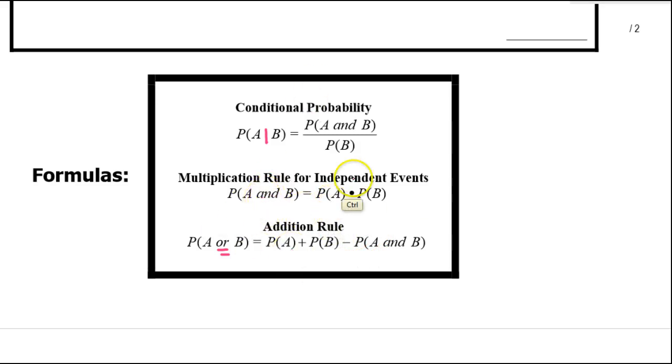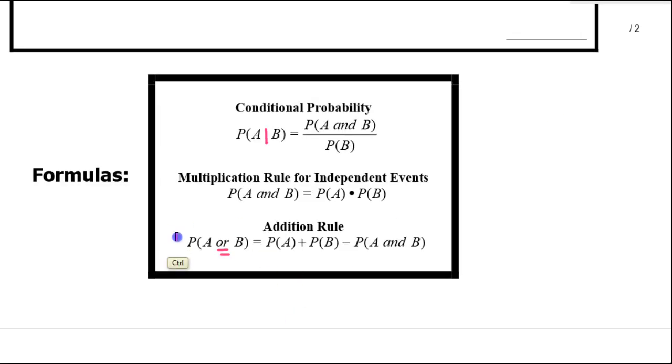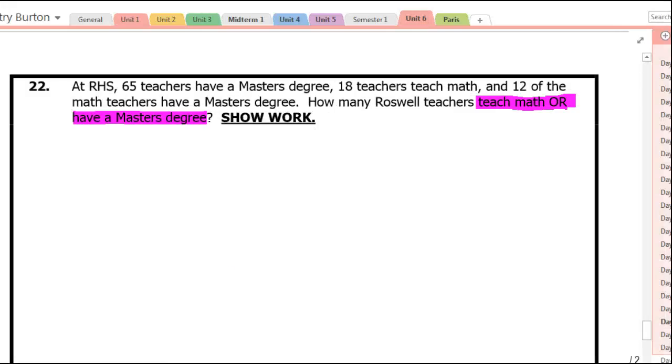All of the formulas have and in it somewhere, so that doesn't help me too much. But if the word problem mentions neither given nor or, then it's probably going to be the multiplication rule. All right, that's kind of a nice little shortcut. Now this problem mentions or right there. How many Roswell teachers teach math or have a master's degree? Okay, so we are definitely going to use the addition rule because that's the only one that mentions or. All right, so I'm going to use the addition rule.